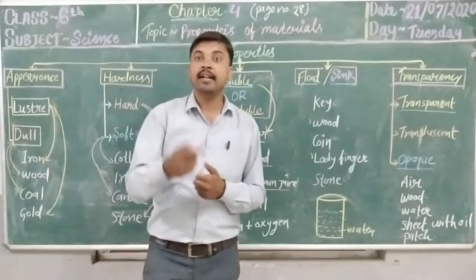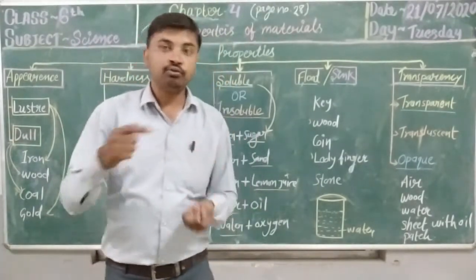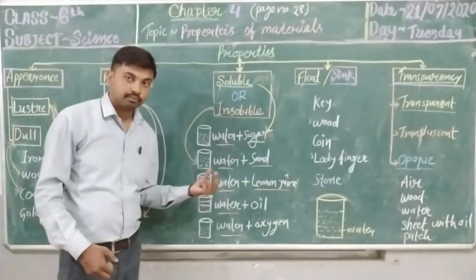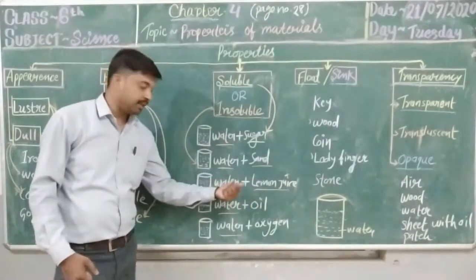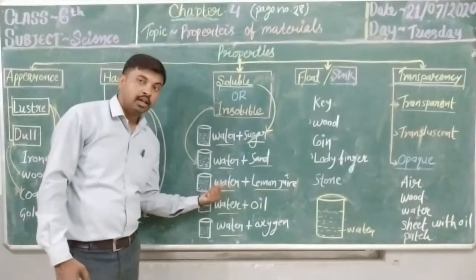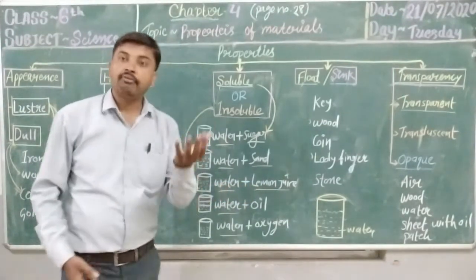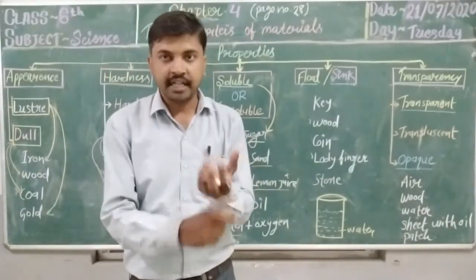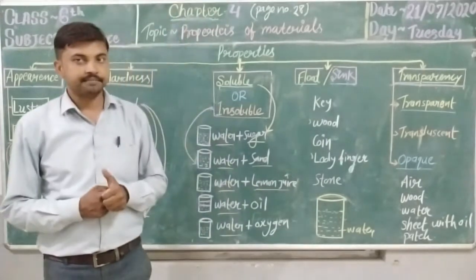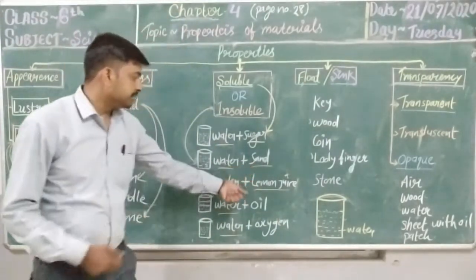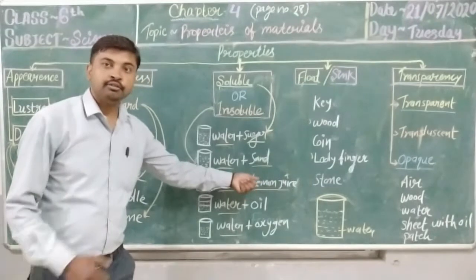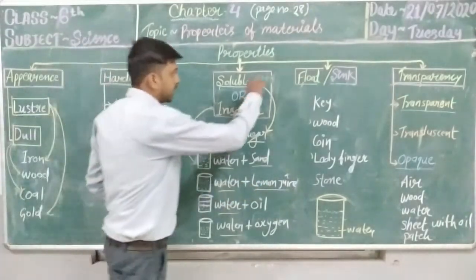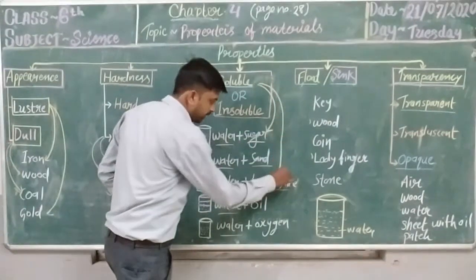So how can we verify it? Can we separate lemon juice from the water solution via the filtration method? No, we are not able to separate both the substances. It means it is a soluble substance. It dissolves completely into the water. So it goes to the soluble category.